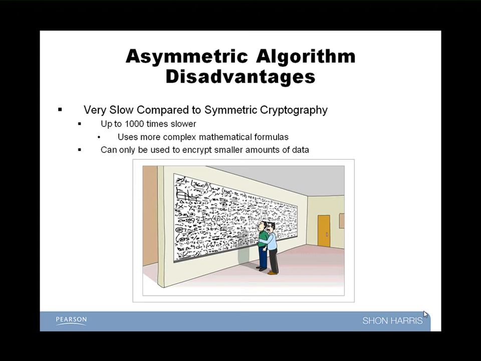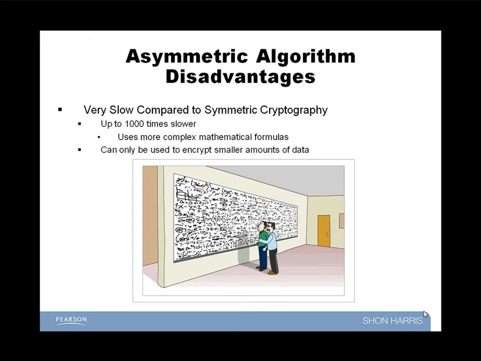So what's some problems here? Well, asymmetric uses much more complex mathematics compared to symmetric algorithms. So since asymmetric algorithms have more complex mathematical functions, they're slower in nature. Symmetric has easier and less complex math, so they are faster than asymmetric.